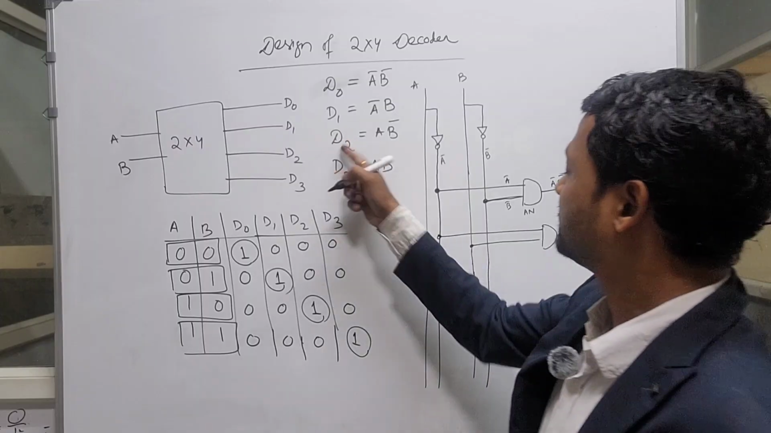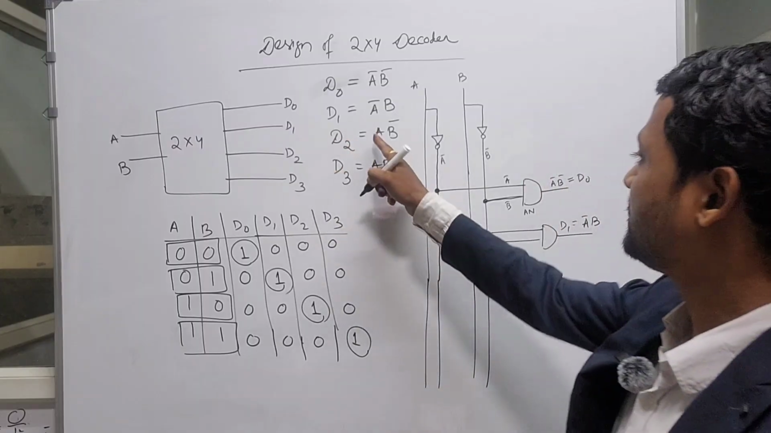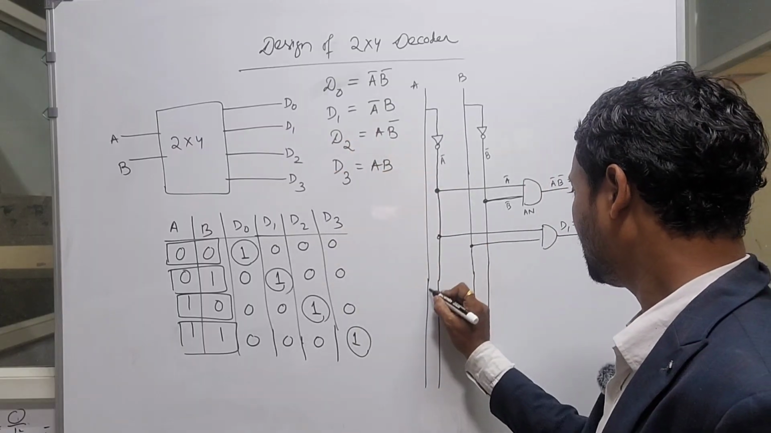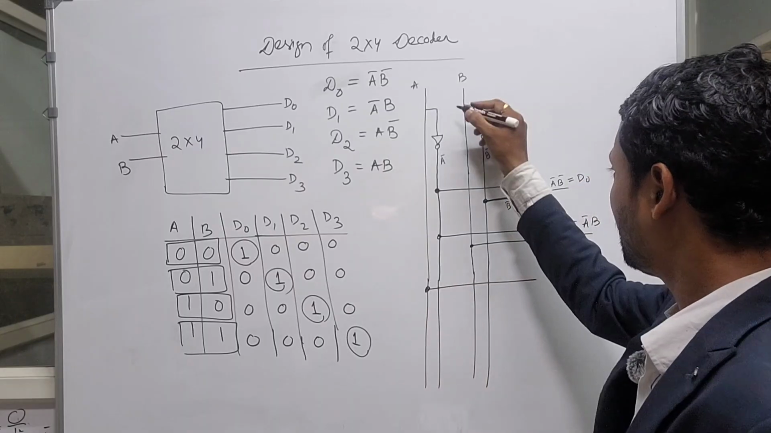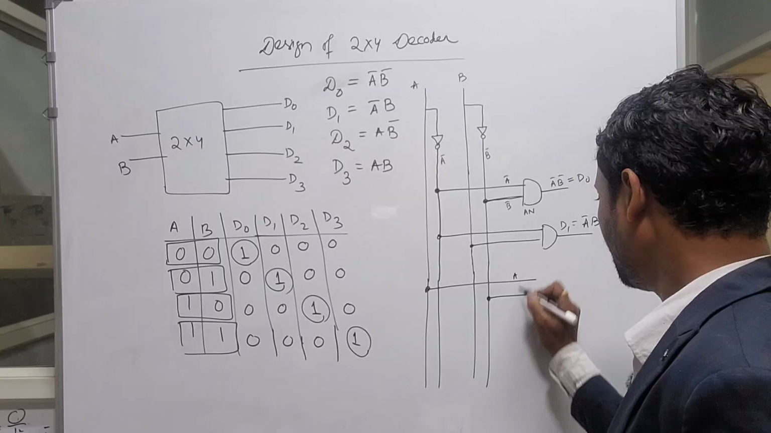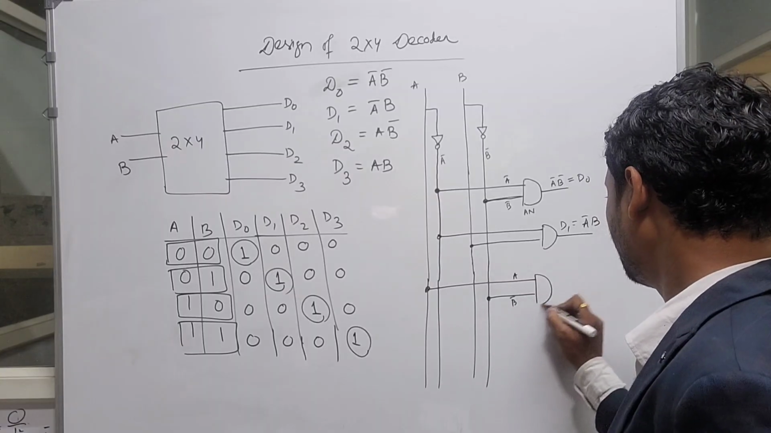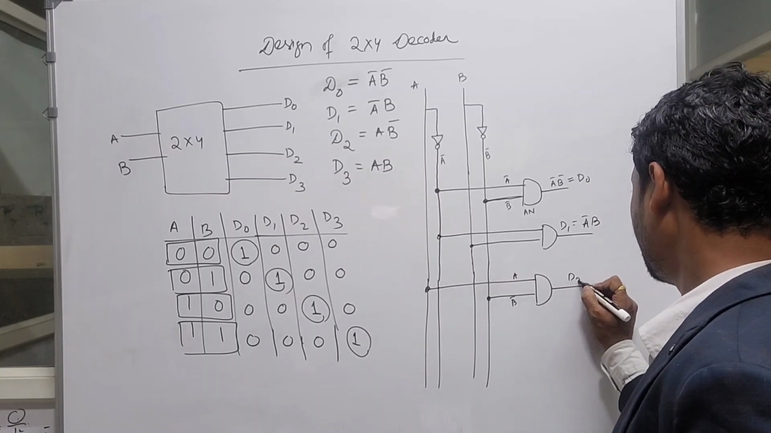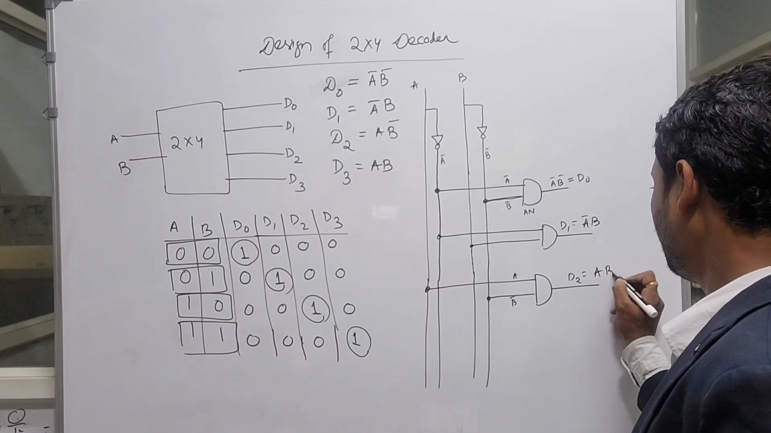Okay. D2 के लिए check करो. D2 is what? A into B bar. We can take A from here, and where is B bar? This one is B bar. मतलब A B bar. We need an AND gate. So D2 is A into B bar.